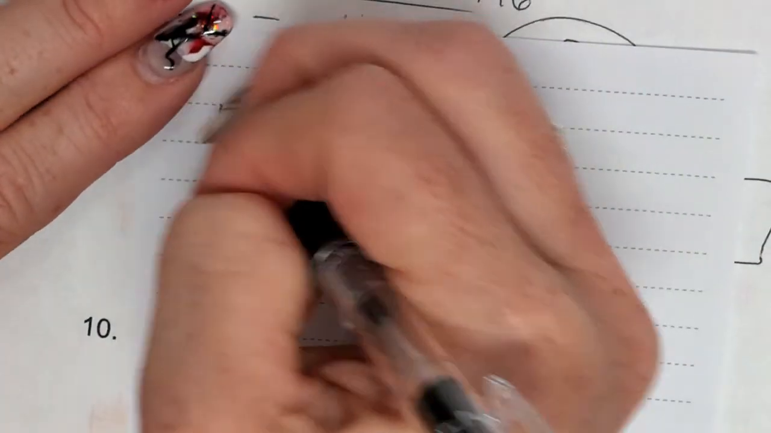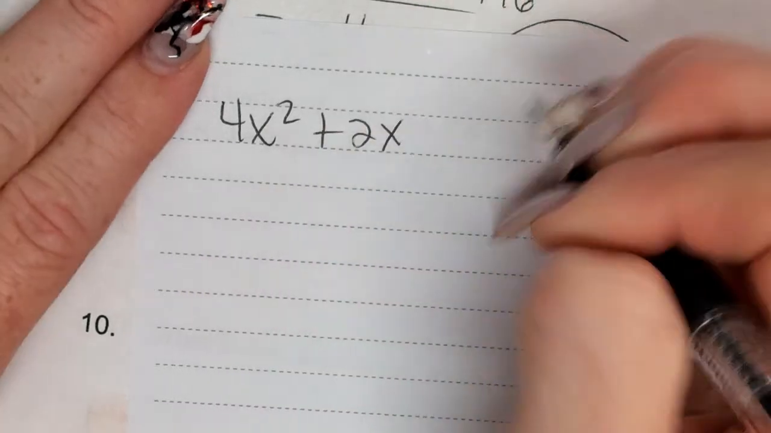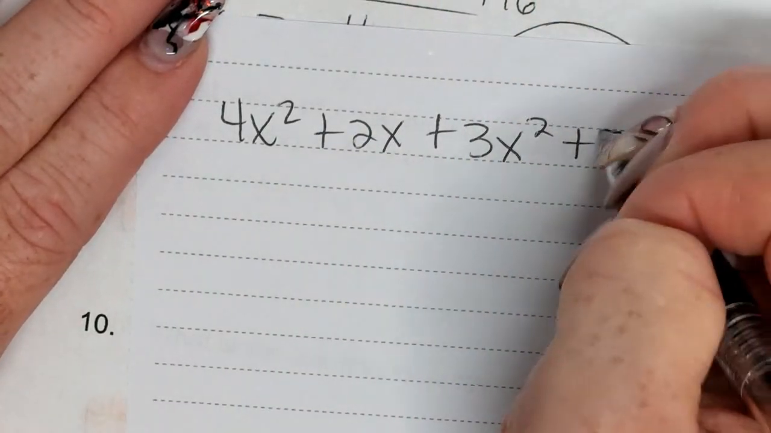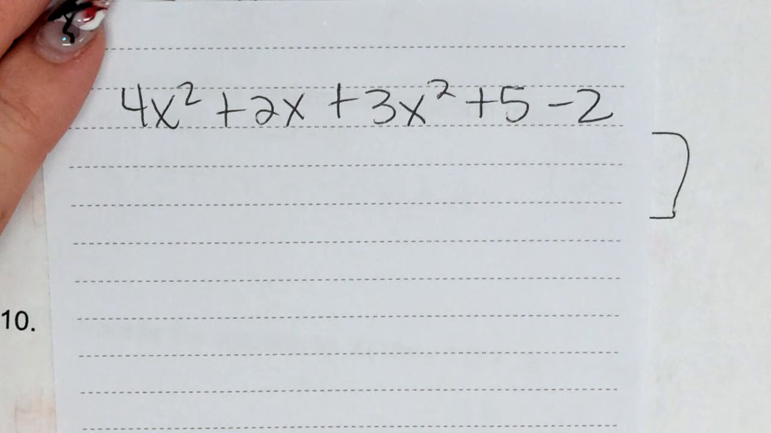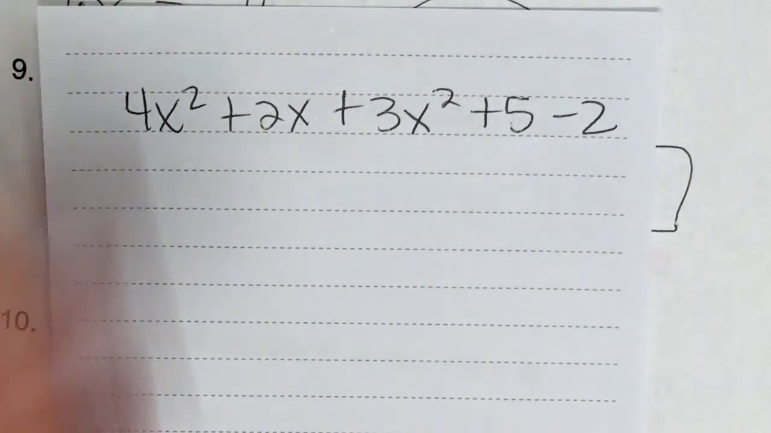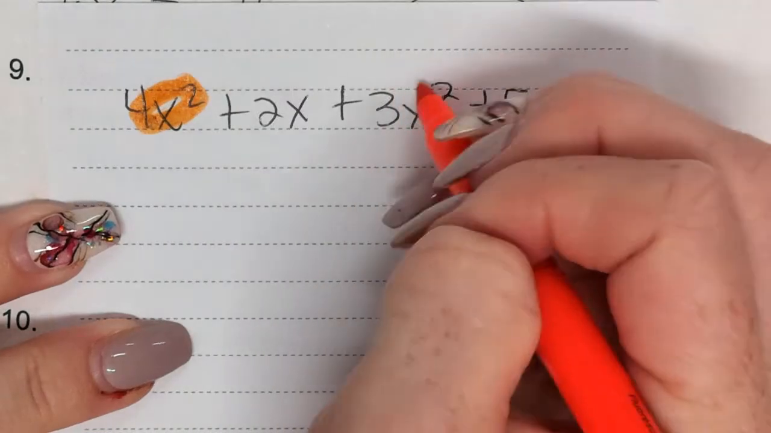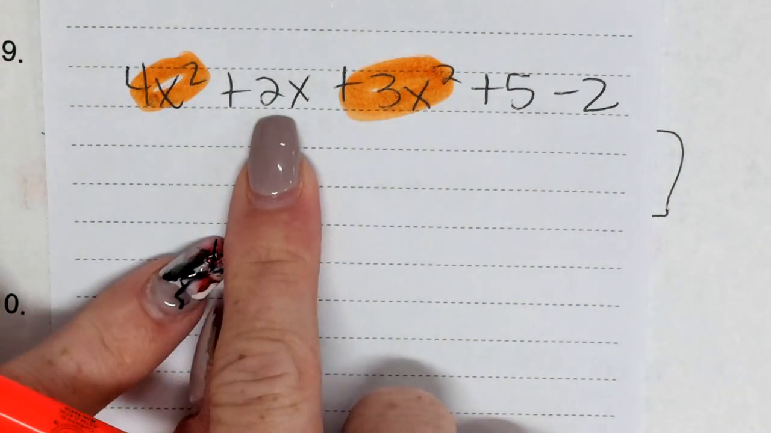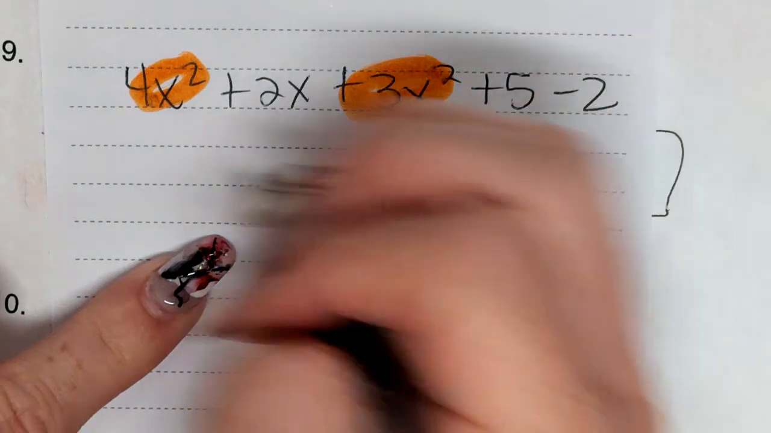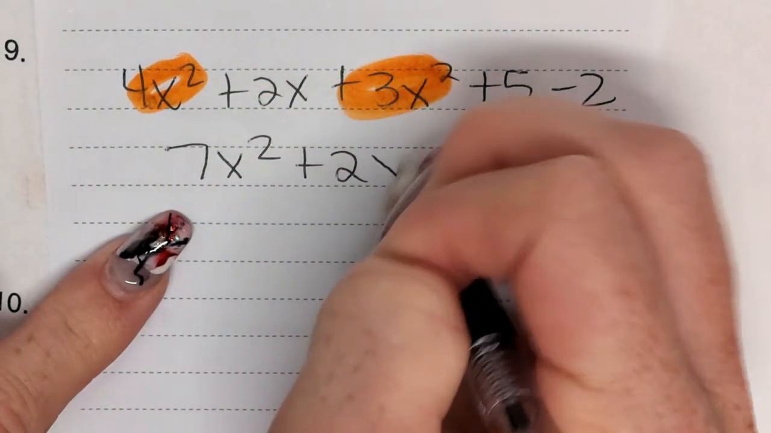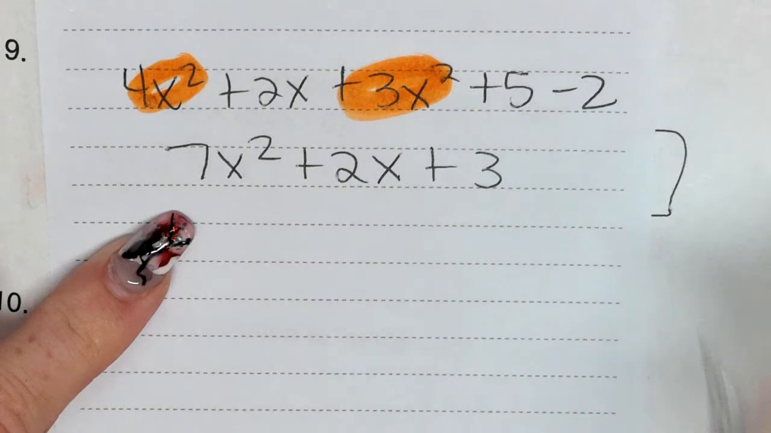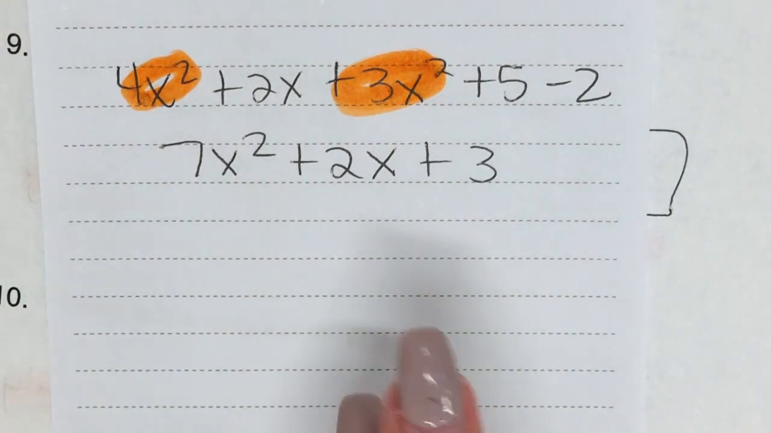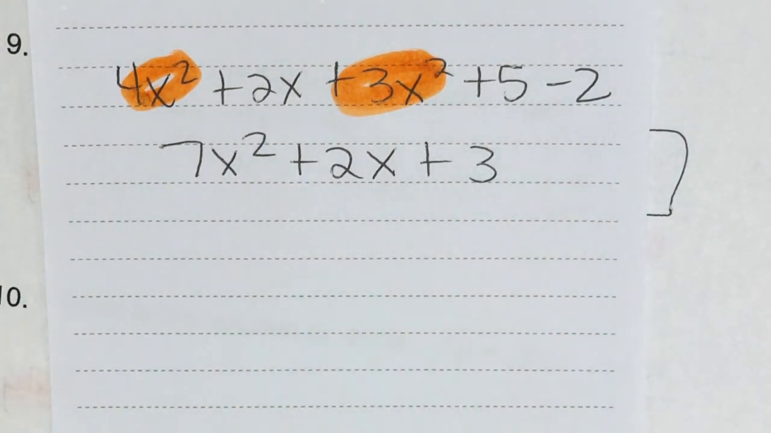If you have something like this, what can be combined that's alike? So this can be combined with what? Can they be combined with this x? No. So I would have 7x squared plus 2x plus 3. Yes or no? Because you're going to have to do that on the test tomorrow. It's just combining like terms. Okay, so your homework tonight is to study.